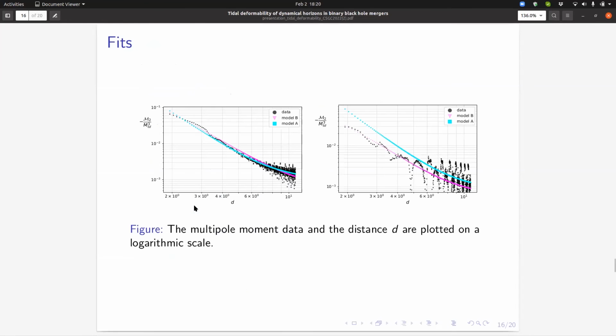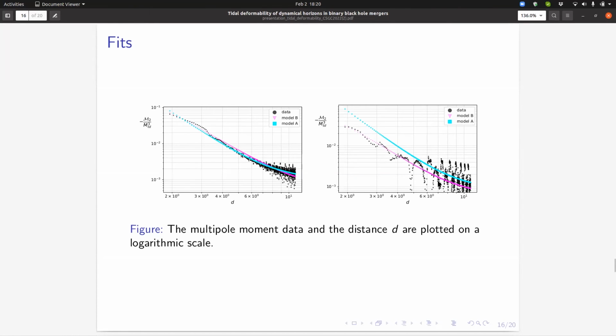And now I turn to the results. On your screen, on the left-hand side, you can see the multipole moment of black hole 1 for one of the numerical simulations for q equal to 0.4, plotted on a logarithmic scale with respect to distance. The data is plotted in black, and the fits of the two models we use are shown here: model A, which dealt with Newtonian order, and model B, which also included one higher-order term, the 1 by d power 4 term.